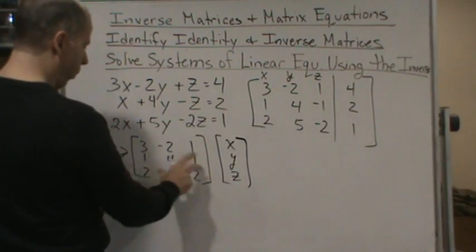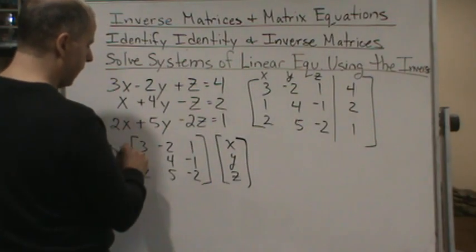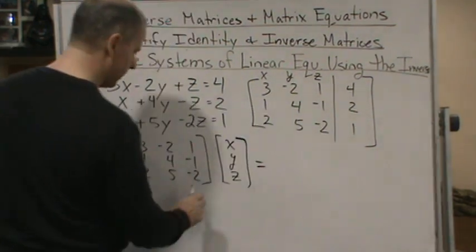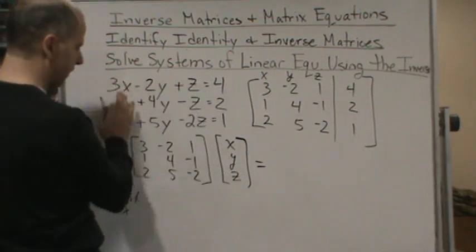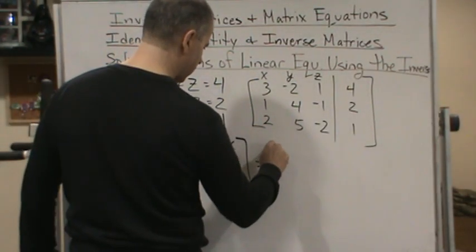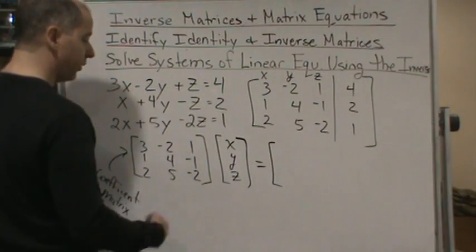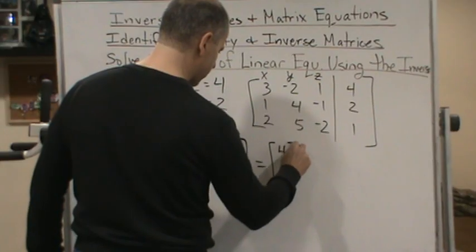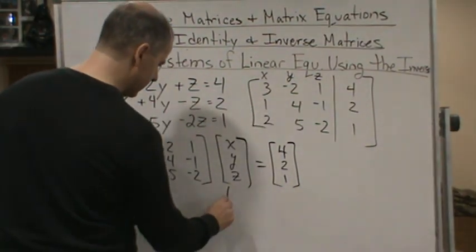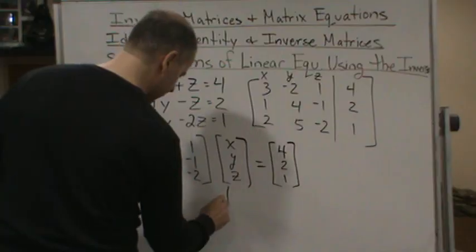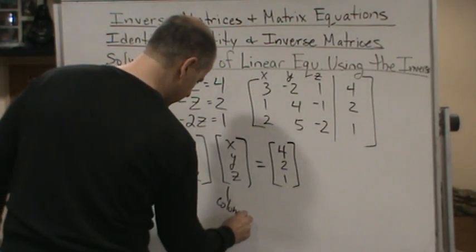Now, this times this gives me this part, but I need the constants, right? So now I'm going to put the equals. This part gives me everything on the left side of the equals. Well, what's going to be on the other side of the equals? It's just going to be another 3 by 1 matrix, which we call the constant matrix, that just has the constants. So this is the matrix of variables, right? So this is a column matrix.